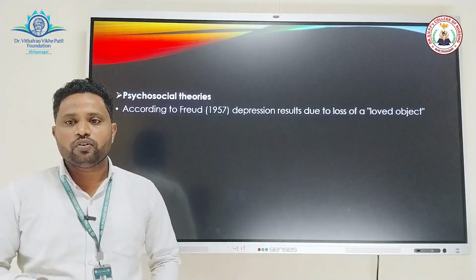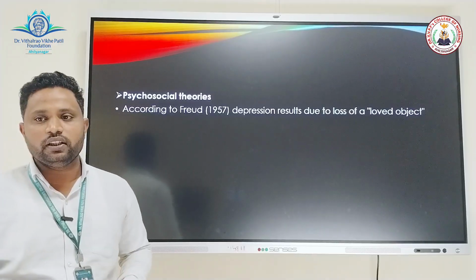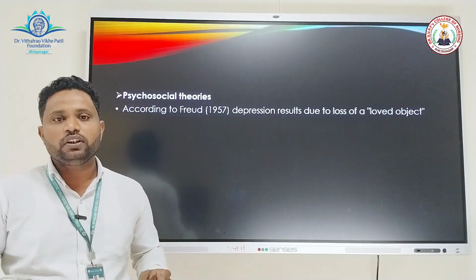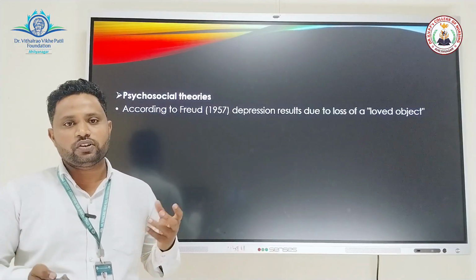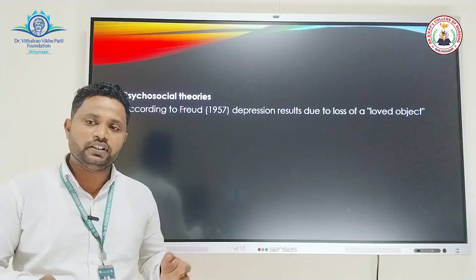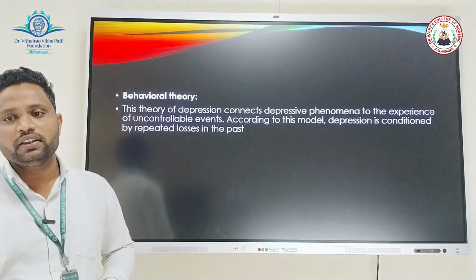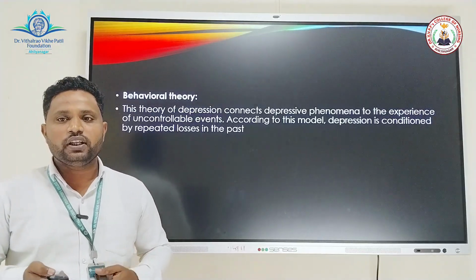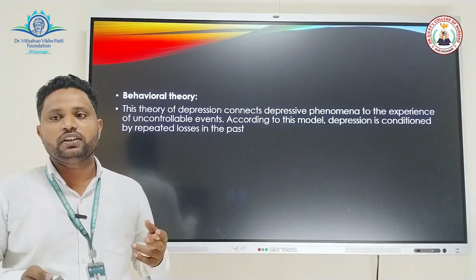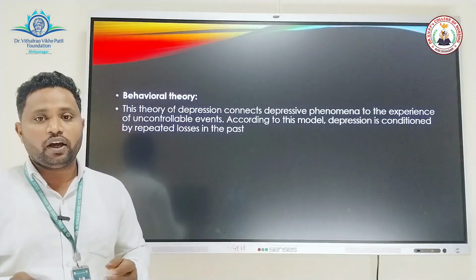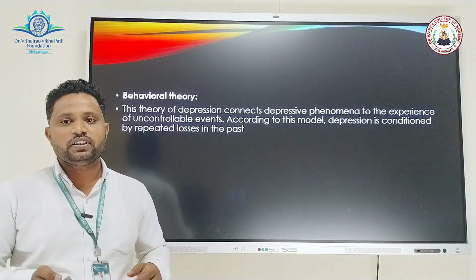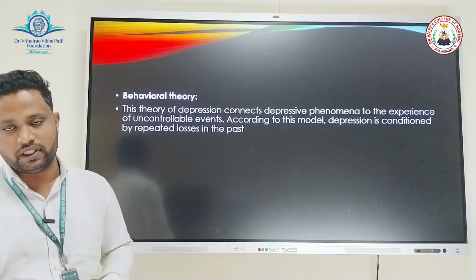Then next is psychosocial theory. According to this theory, depression is mainly due to the loss of a loved one or fixation in the oral stage of psychosexual development that can cause depression in later life. Then next is behavioral theory. According to this theory, depression connects the depressive phenomena to the experience of uncontrollable events. According to this model, depression is conditioned by repeated losses in the past.